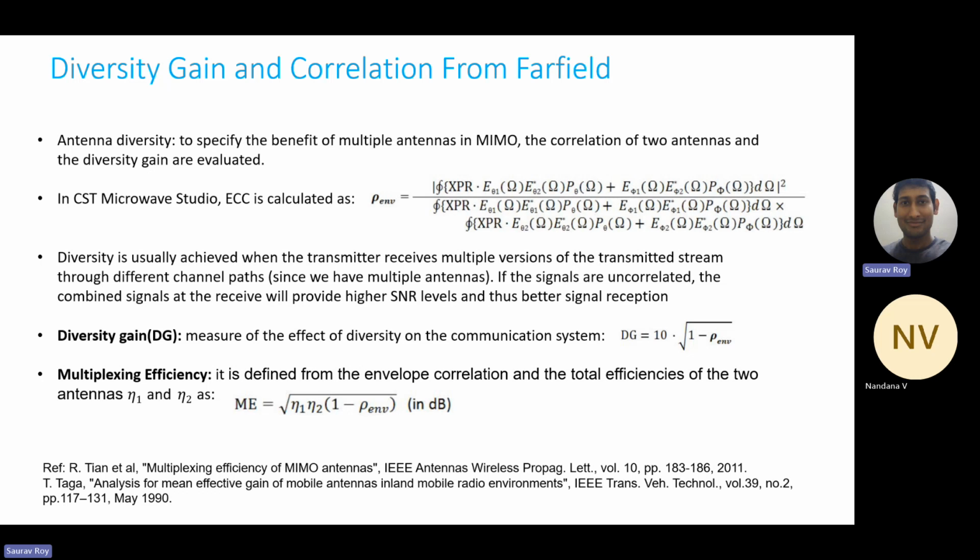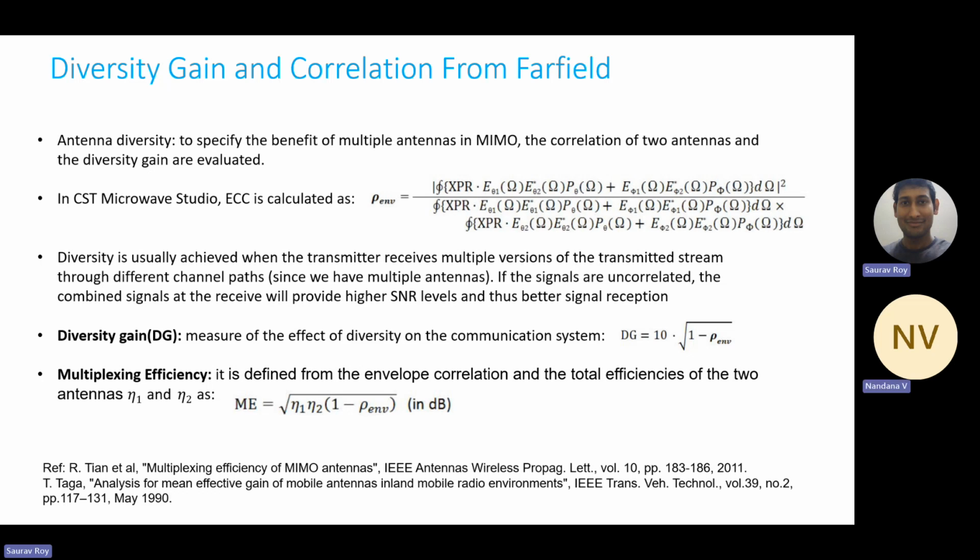If the signals are uncorrelated, the combined signal at the receiver will provide a higher SNR level and better signal reception. Understood right now? Because obviously if these signals are all similar, it will not be so. If they are uncorrelated, then the combined signal will give you higher SNR. Understood, right? Obviously, they will increase the signal to noise ratio. That will improve the bit error rate.